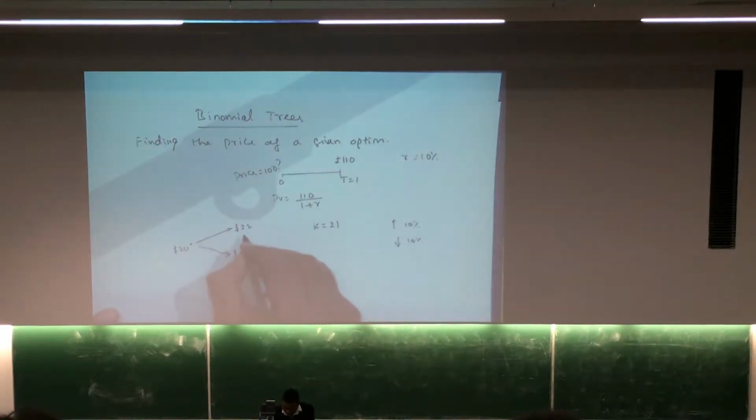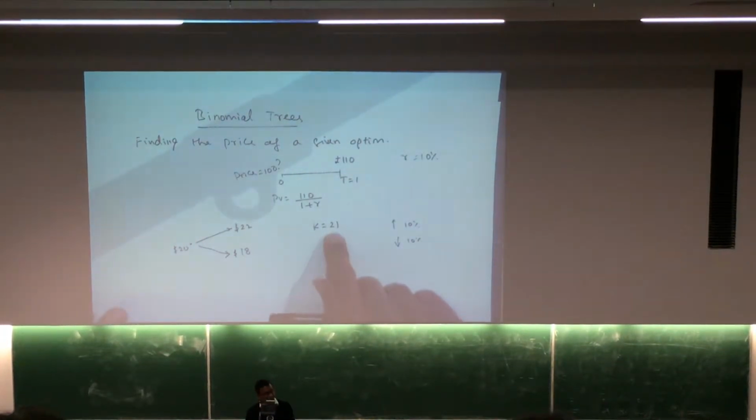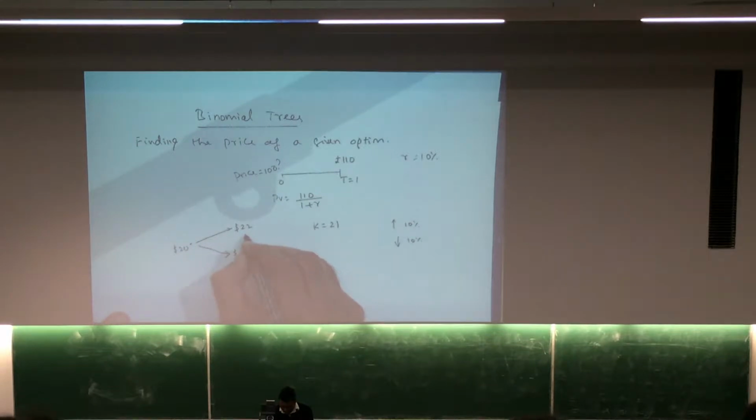So what is the value of the option at this stage? If that is a call option, if you are going to buy the call option where the strike price is 21, then the value of the option is here 1, and the value of the option in this situation is 0. Okay.